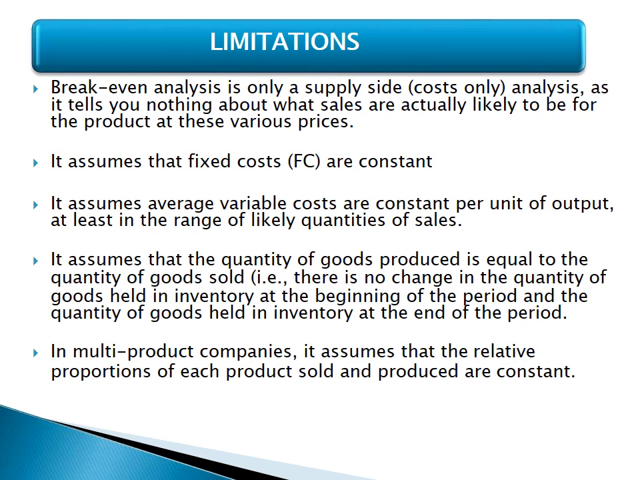It assumes that the quantity of goods produced is equal to the quantity of goods sold. So there is no change in the quantity of goods held in inventory at the beginning of the period, and the quantity of goods held in inventory at the end of the period is also the same. In multiple product companies, it assumes the relative proportions of each product sold or produced are constant.